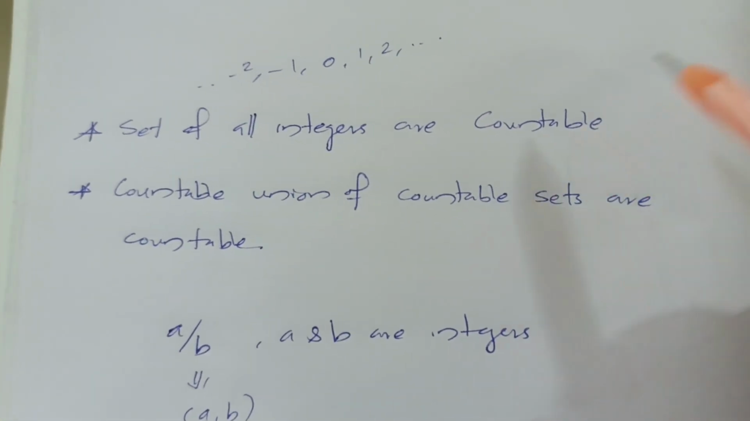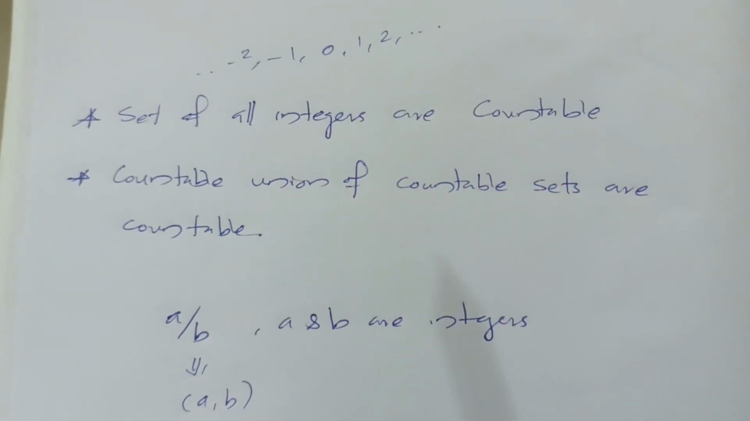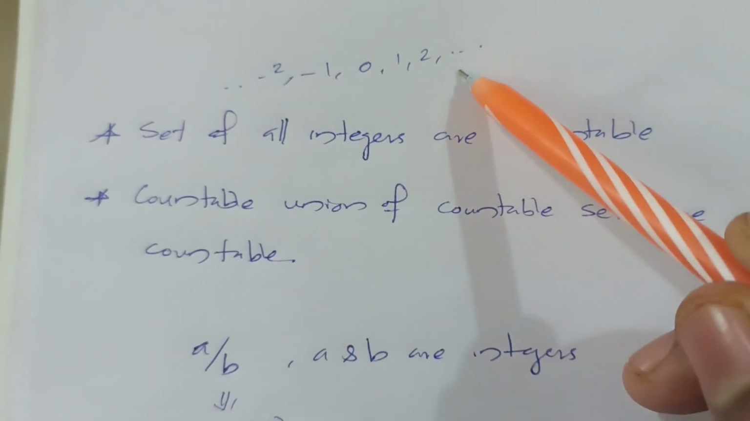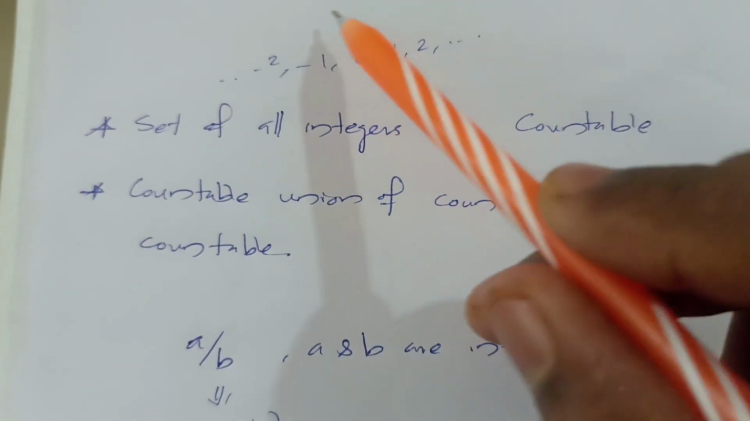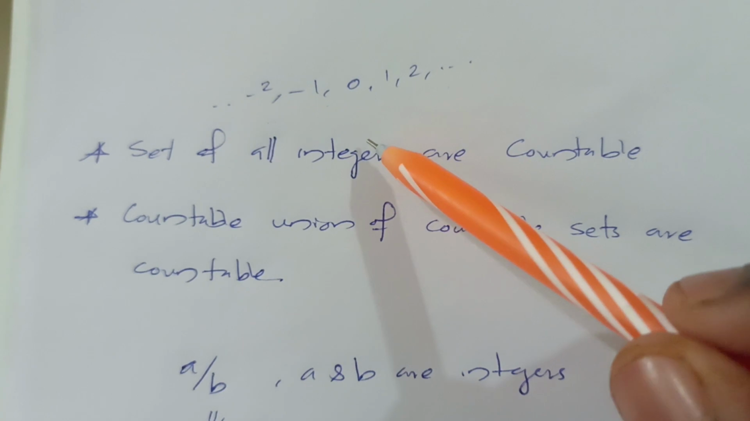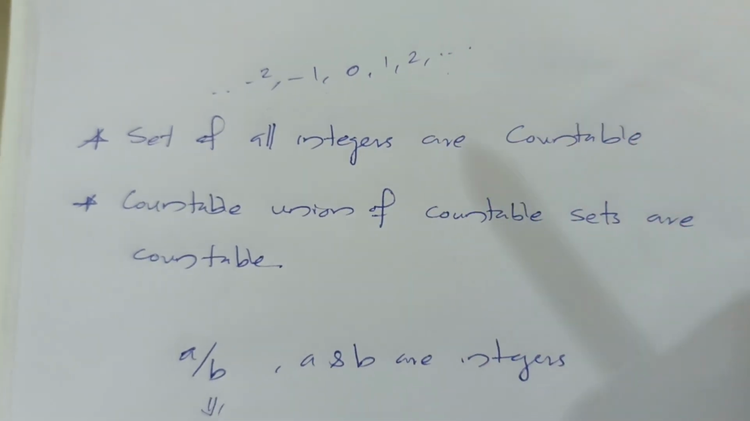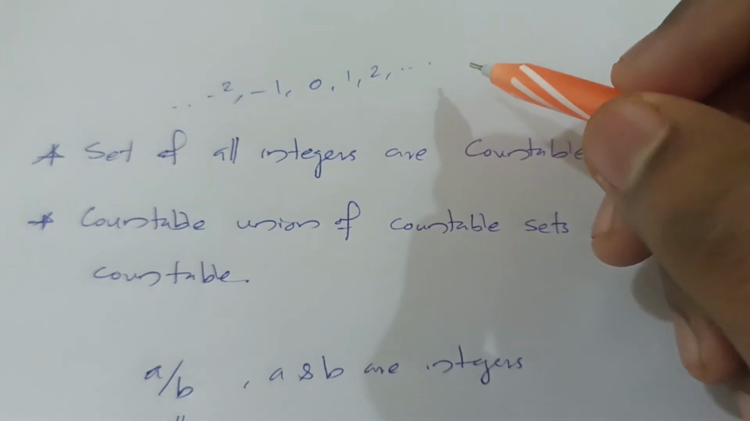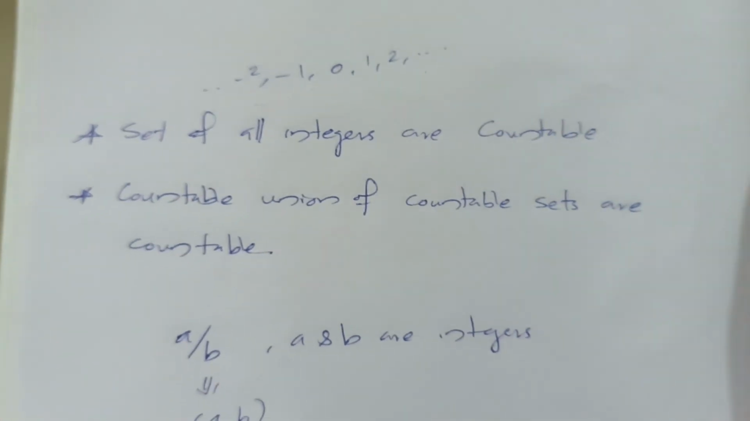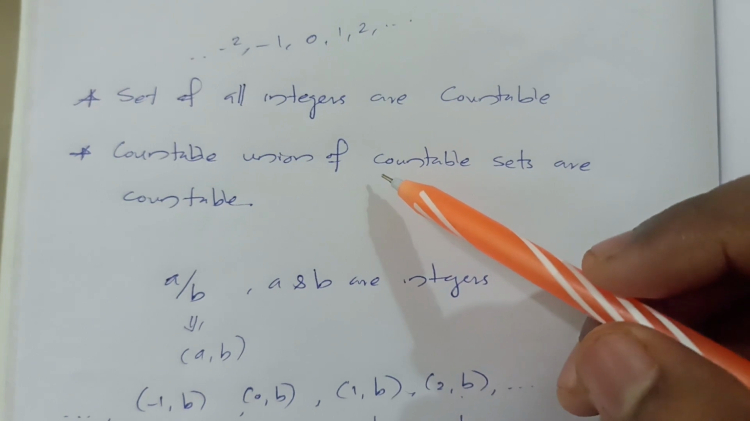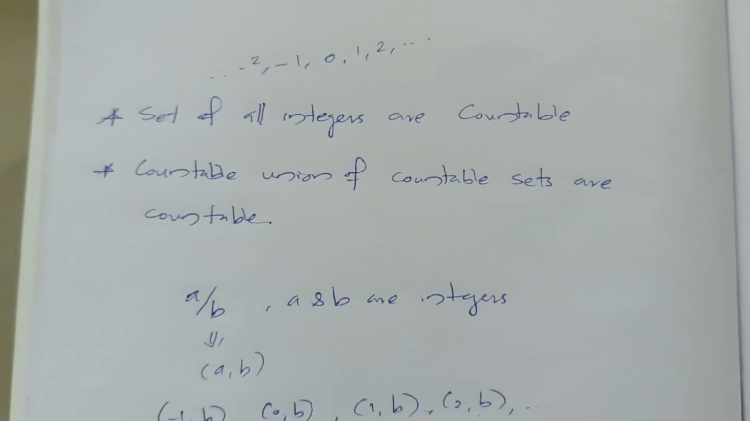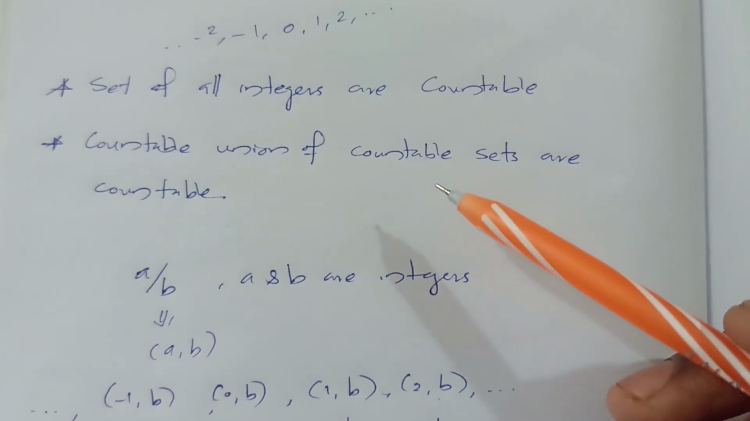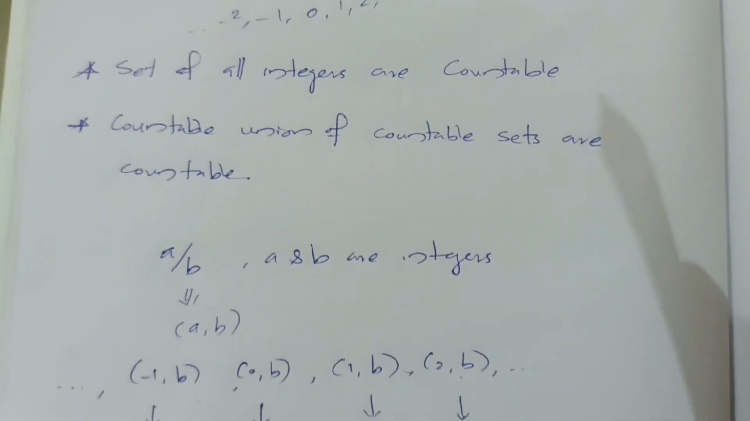The first thing is that the set of all integers is countable. The integers include positive, negative and zero integers. Countable means it has a one-to-one correspondence with the set of all positive integers. And the second concept: a countable union of countable sets is countable. Then the result has only two sentences.